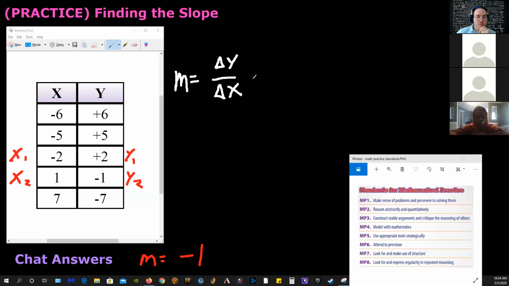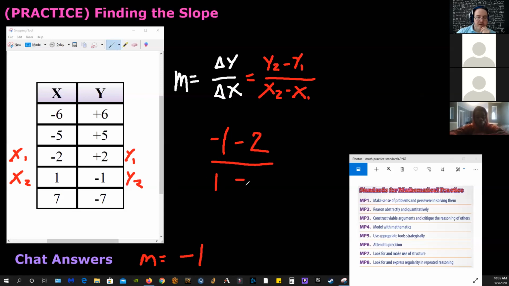Which means if I'm using the formula y2 minus y1 over x2 minus x1, that would be negative 1, because that's my y2, minus a positive 2, all over 1 minus, now x1 is a negative value, so I have to nest that in parentheses. So y2 is negative 1 minus y1, which is 2. X2 is 1 minus the x1, which is a negative 2.